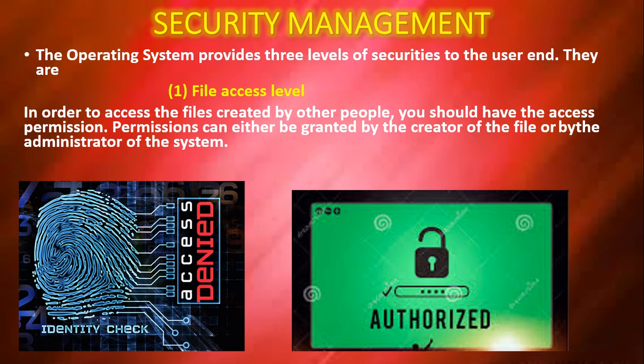In order to access the files created by other people, you should have the access permission. Permissions can be granted either by the creator of the file or by the administrator of the system. If you have created a file, only you have the right to access that file. An unauthorized person cannot access your file. If they are going to access it, you should give them permission, or the administrator gives them permission. By giving a password, we can provide security to our files.